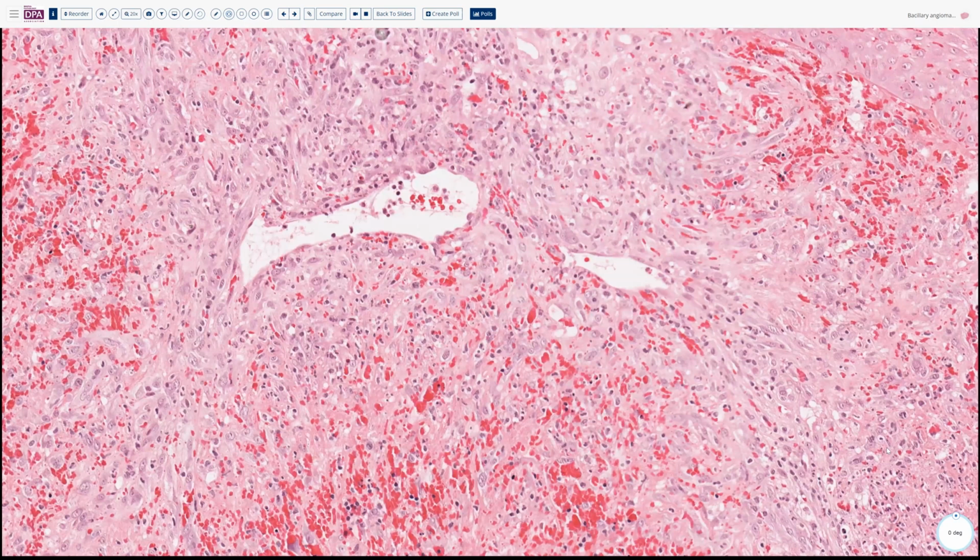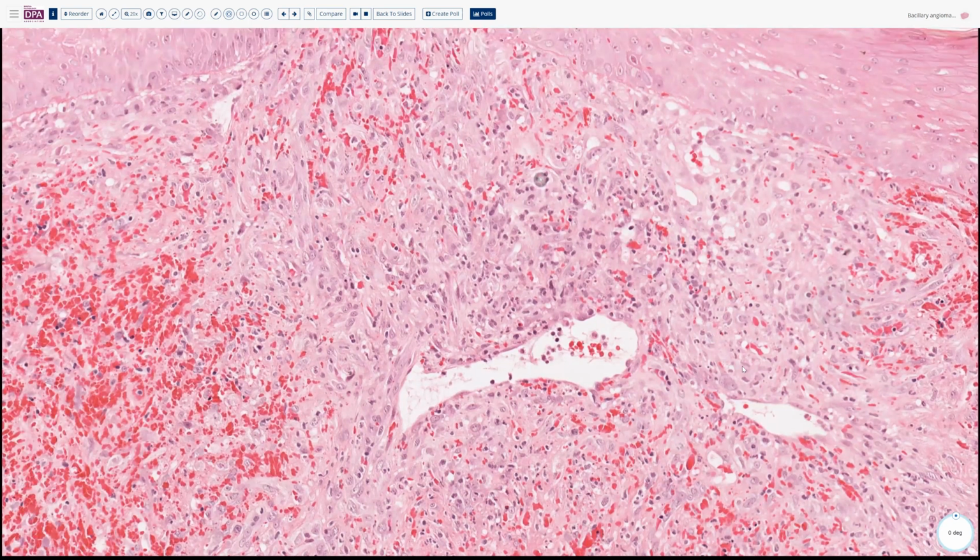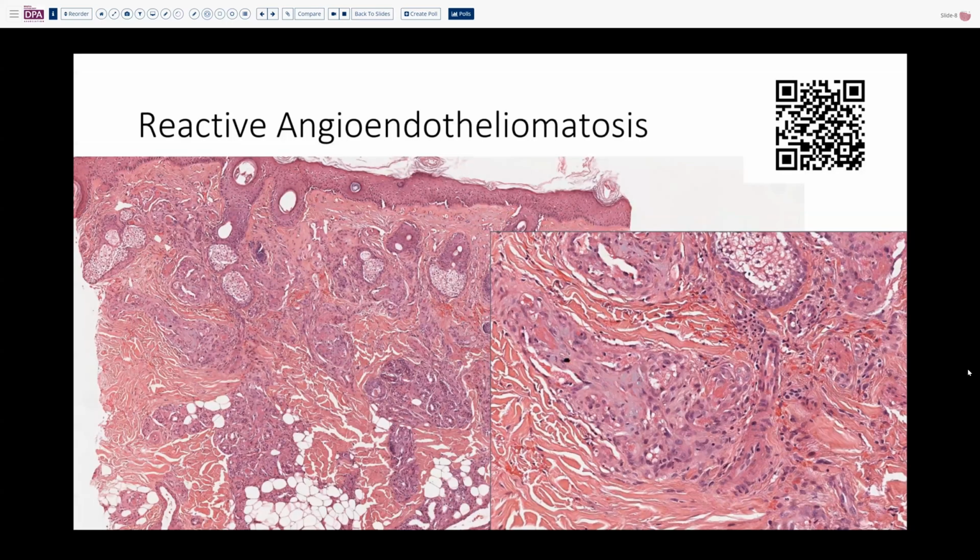So several different morphologies, slightly variable, but having in common that small vasculature, fibrin, blood, and hopefully also the identifiable silver stain-based organisms. So we'll go on to reactive angioendotheliomatosis. And this is a lesion that, as its name indicates, is a reactive phenomenon.